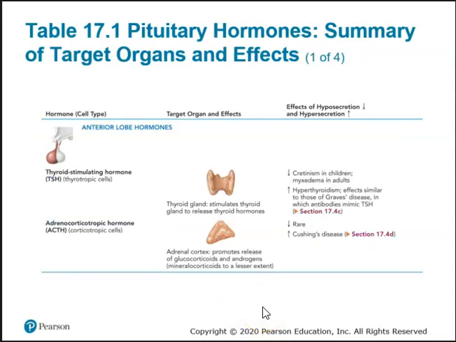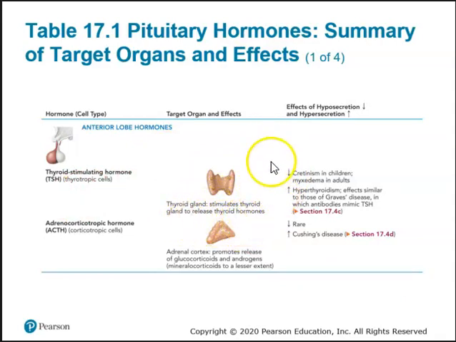So this is a nice table that summarizes the hormone cell type as well as its target organ and effects, and then its effects of hyposecretion and hypersecretion. So what happens if there's too little of this hormone or too much of this hormone? This is actually a really great table to study if you just want a quick overview of the different hormones. So for example, thyroid stimulating hormone has its effect on the thyroid gland, and will stimulate the thyroid gland to release thyroid hormones.